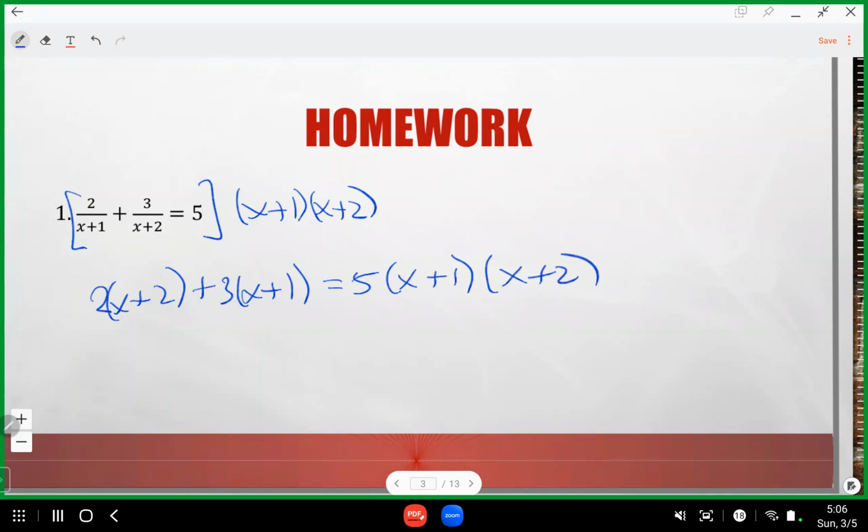So now, if we simplify and factor out the term on the right, then it will be equal to 2 times x plus 2 plus 3 times x plus 1 equals 5 times x to the power of 2 plus 15x plus 10.